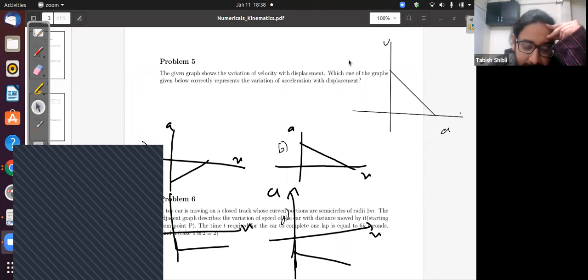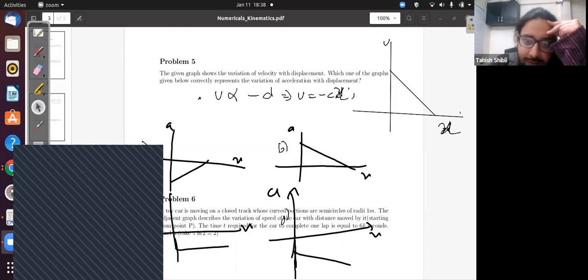Sir, it should be V and T above, the one you drew. Okay, so essentially what is happening is that the velocity, yes, this is D. Your velocity is continuously decreasing with the displacement and it's linear. Acceleration should be constant. So essentially you have V is proportional to minus D. This implies V is equal to some minus constant times D, right? This is displacement, so let's call it X, not D. So V is equal to minus cx.